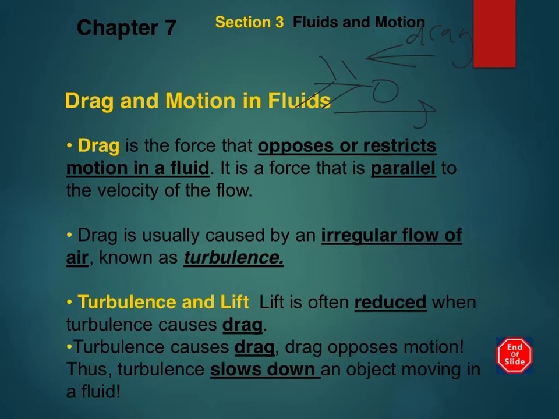Lift, the upward force, is usually reduced when there's turbulence. If you've ever been in a plane and experienced the shaking, that means there's a strange flow of air in the airspace you're in, and it's opposing motion in your flight path.